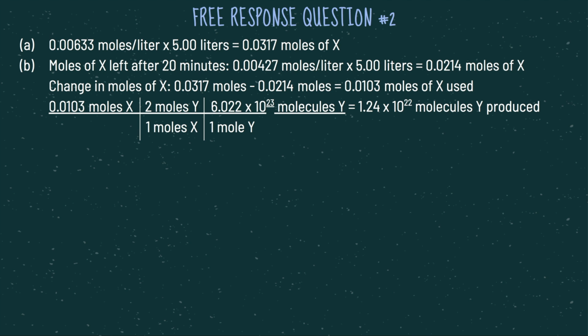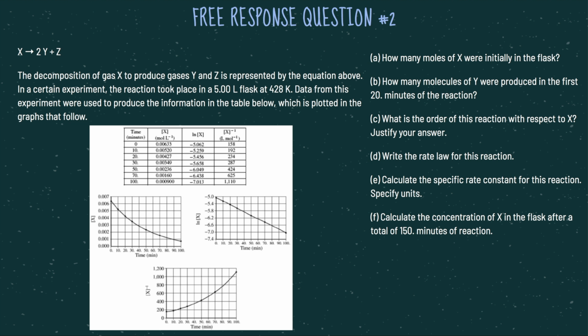To find the amount of moles left after 20 minutes, multiply 0.00427 moles per liter by 5 liters, then subtract that amount from the initial number of moles of X. Now use stoichiometry to find out the number of moles of Y produced after 20 minutes. Part C asks the order of the reaction with respect to X, which can be identified using the graphs.